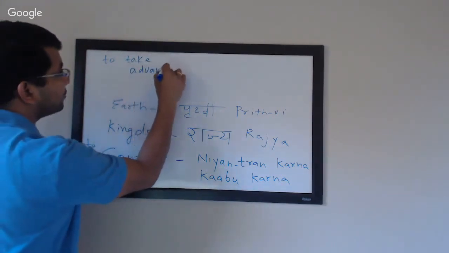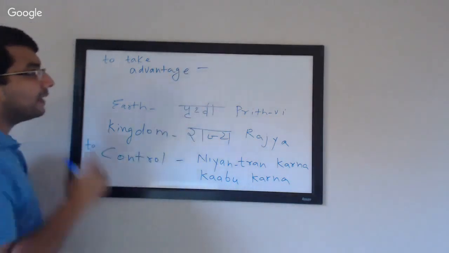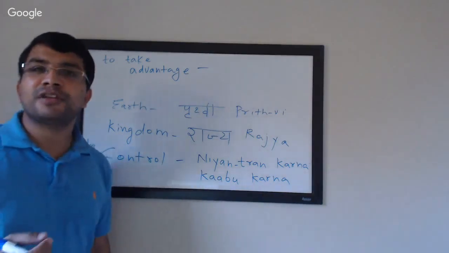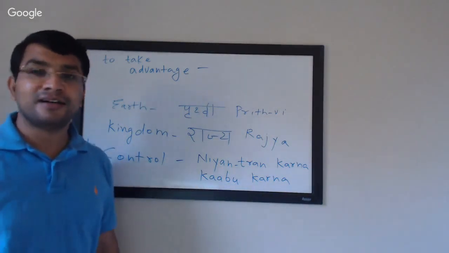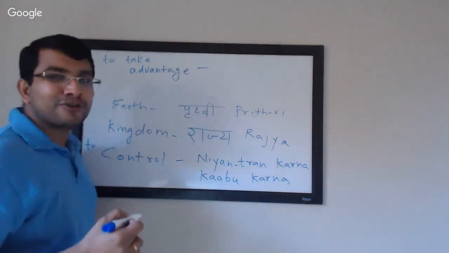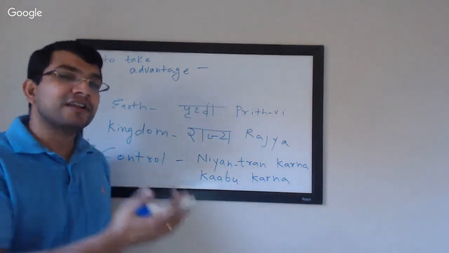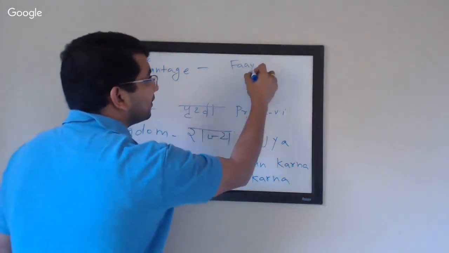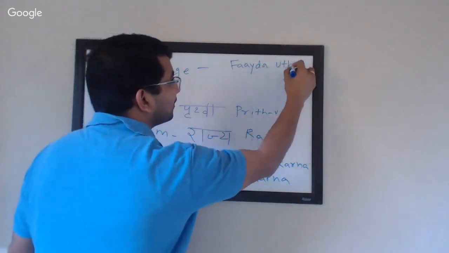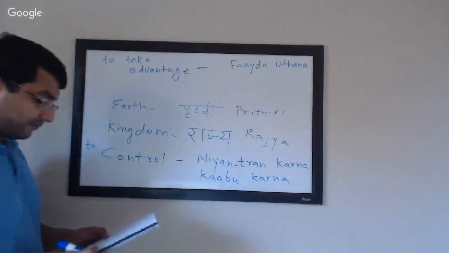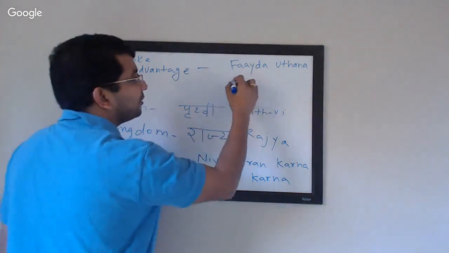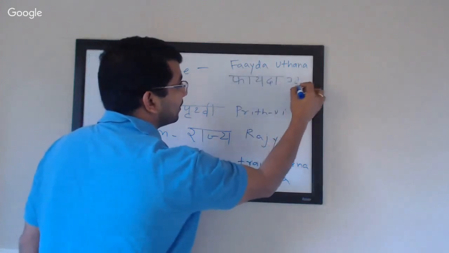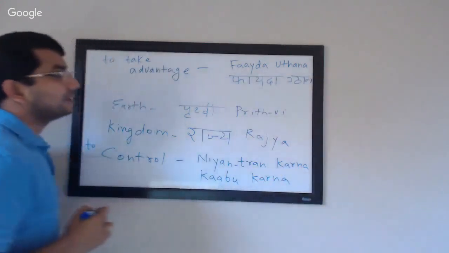To take advantage. It's basically used when you say profit. In Hindi, the word is faida, right? So to take advantage is also, the Hindi is faida uthana, फायदा उठाना. The way you write it is with an आ matra, and the फायदा उठाना. Right?